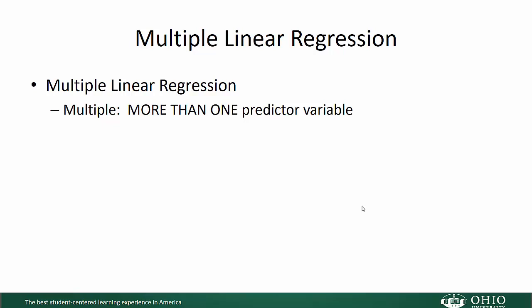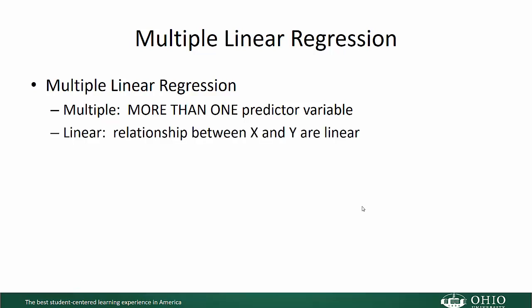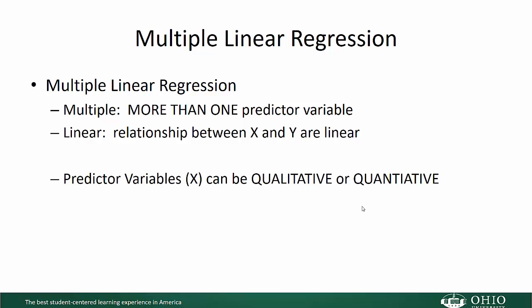In order to conduct a multiple regression, the relationship between each x and y variable must be linear. In addition, while the predictor variables can be either qualitative or quantitative, the predicted variable, the y variable, must be quantitative. If your y variable is qualitative, you would have to conduct a logistic regression. This is an advanced statistical method, and it will not be covered in this class.